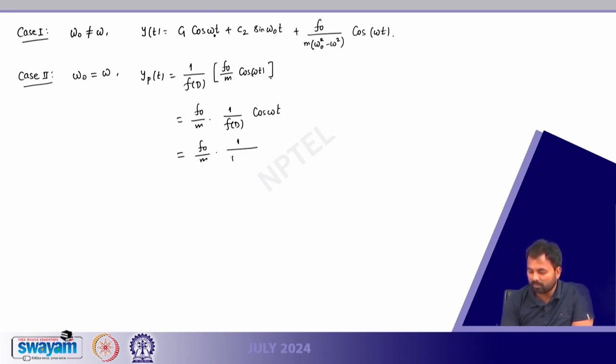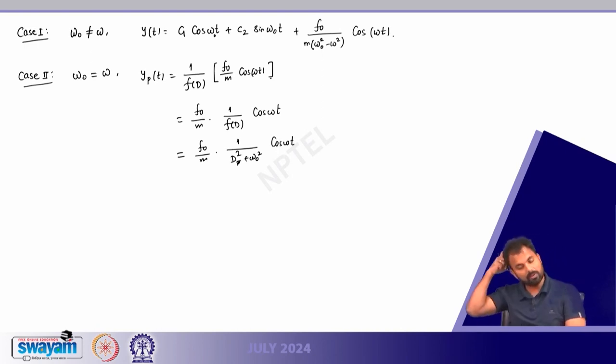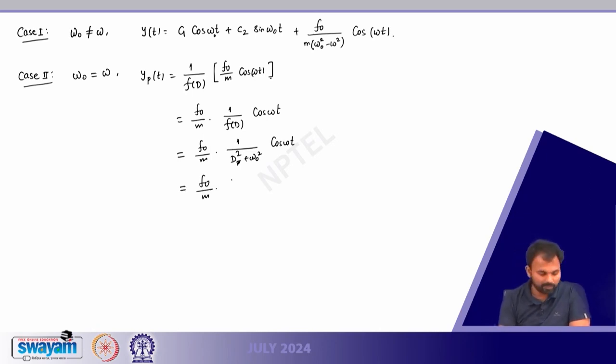Here f(D) is D squared plus omega 0 squared, into cos of omega t. Since they are equal, when we substitute D squared equals minus omega squared it will create a problem. Therefore, we put D plus a or D minus a, and from there we calculate the particular integral. If we do that, then finally we obtain F0 by m times 1 by 2 t sin of omega 0 t. So altogether it becomes 1 by 2m F0 t sin of omega 0 t.